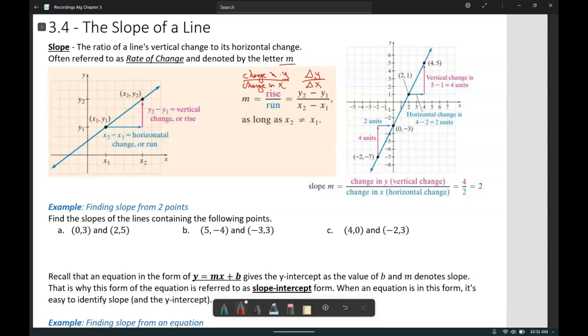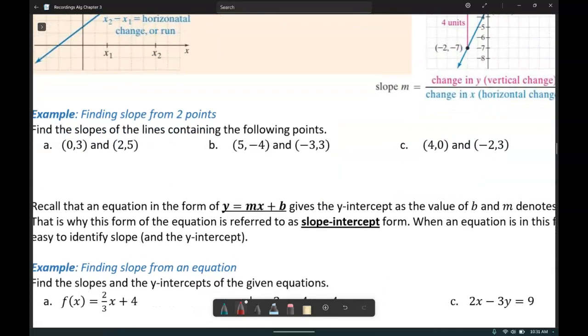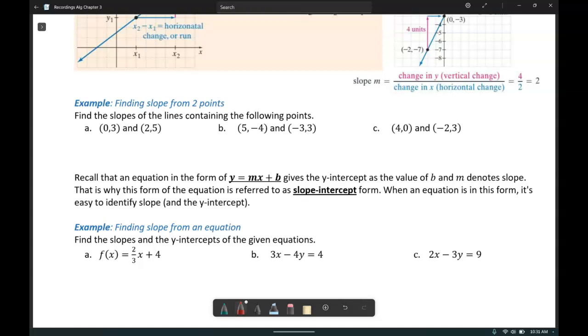So let's use our slope formula to find a few different slopes, given some points. So let's say this is x1 and y1, and this is x2 and y2. We can go ahead and take y2 minus y1 and divide it by x2 minus x1. And then we just solve. 5 minus 3 is 2. 2 minus 0 is 2. Simplify our fraction. Our slope is 1.